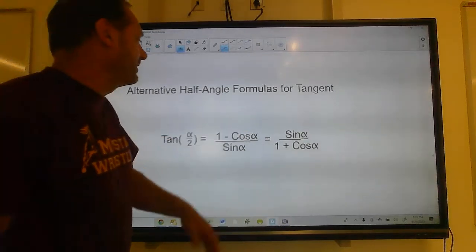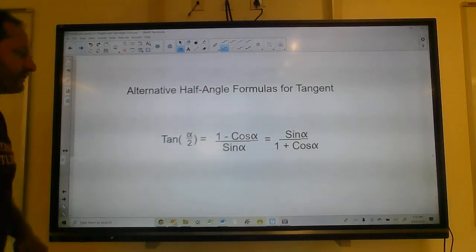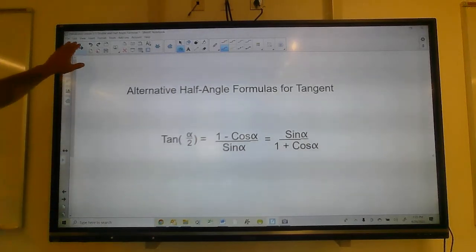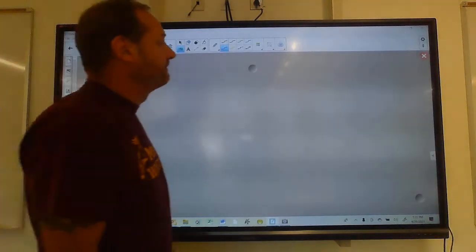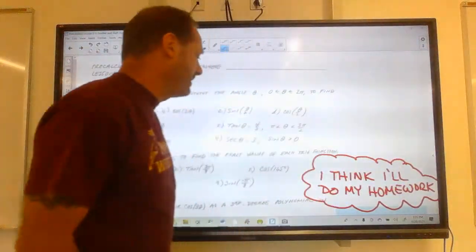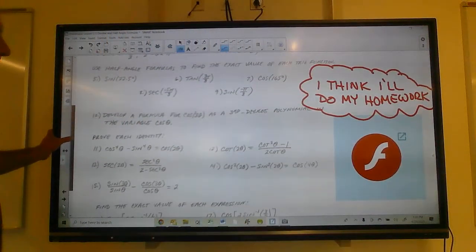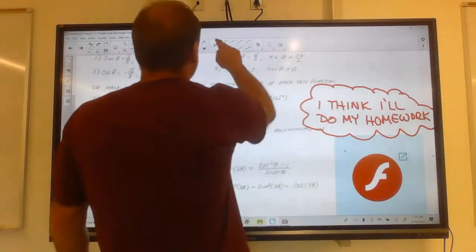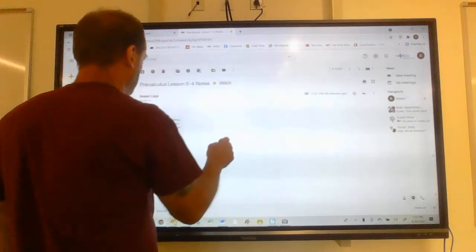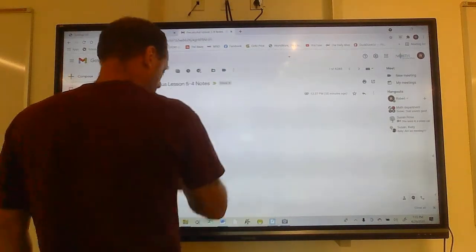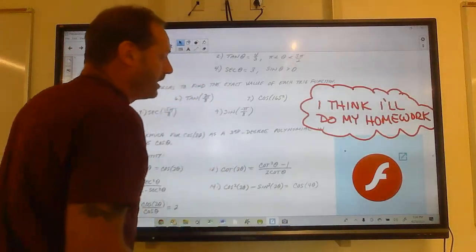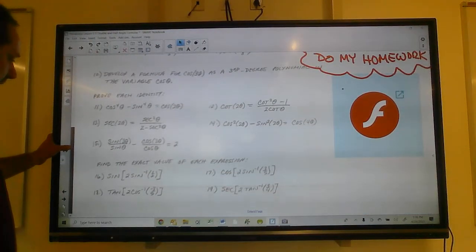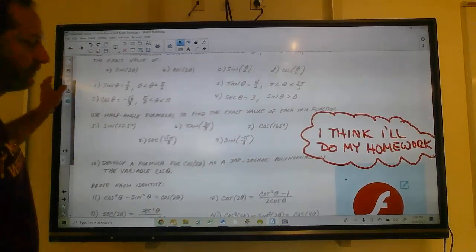So there's some alternative half-angle formulas you can use. I believe these are on your note sheets. And that's it. So your assignment today. Oh, my picture's gone here. And I don't know what happened there. So, anyway, there's your assignments. You're going to do 1 through 19. And I will see you next time.